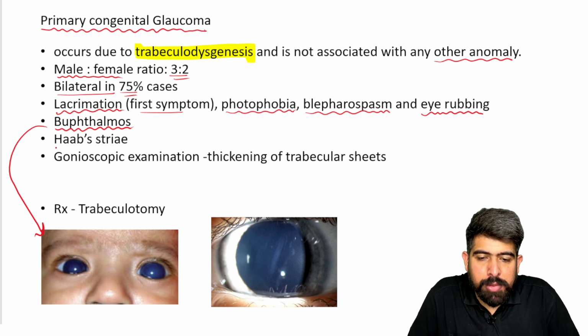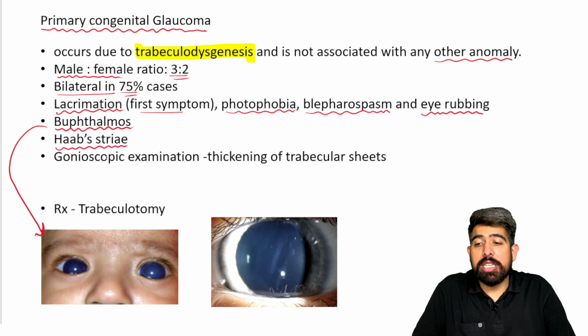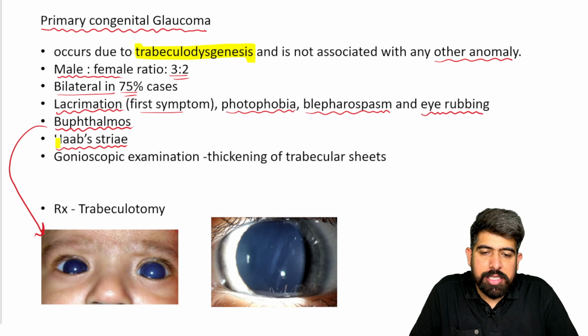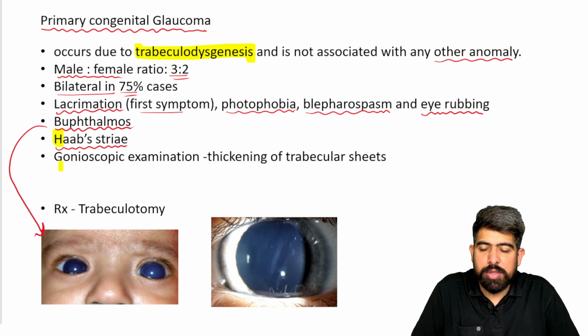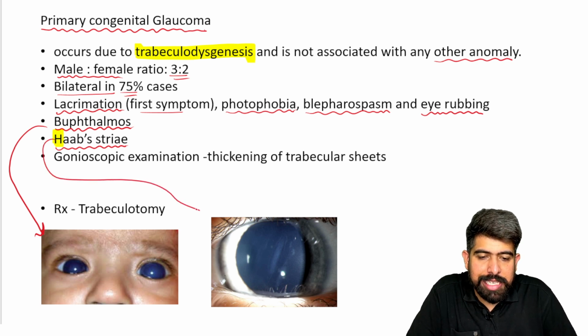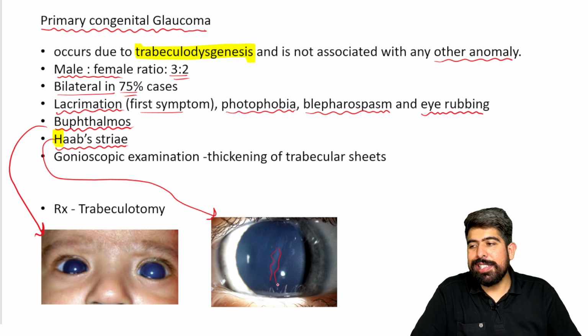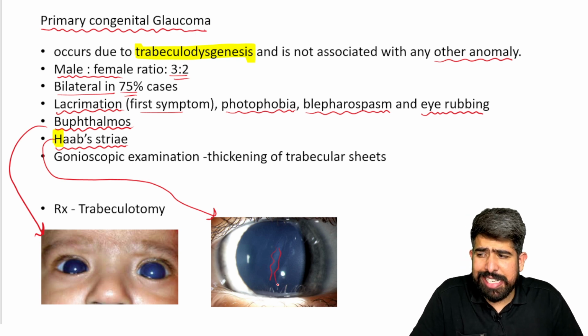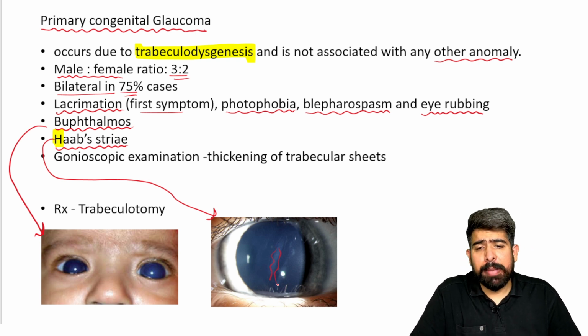The next we have is Haab's striae. As I told you in keratoconus there was Vogt's striae, just remember with this: Vogt's striae was the vertical striae, and this is the H, so Haab's striae are horizontal striae. You can see in this image horizontal striae are seen. This is seen particularly in the case of primary congenital glaucoma.